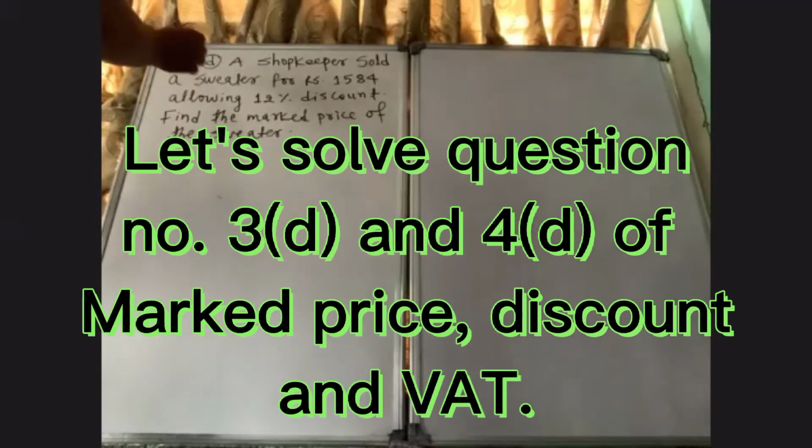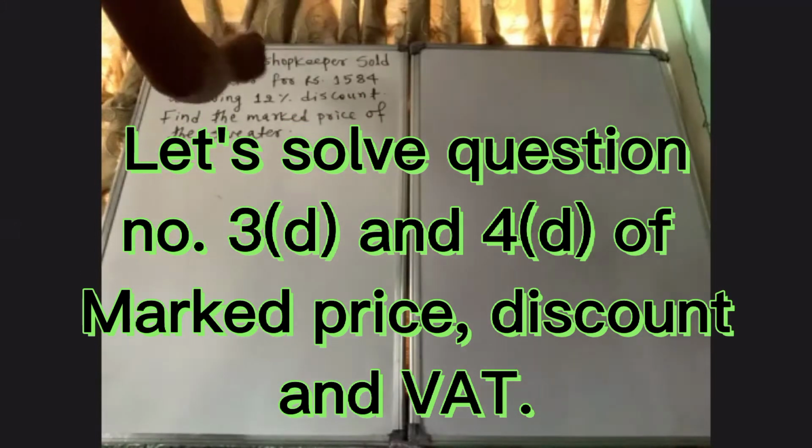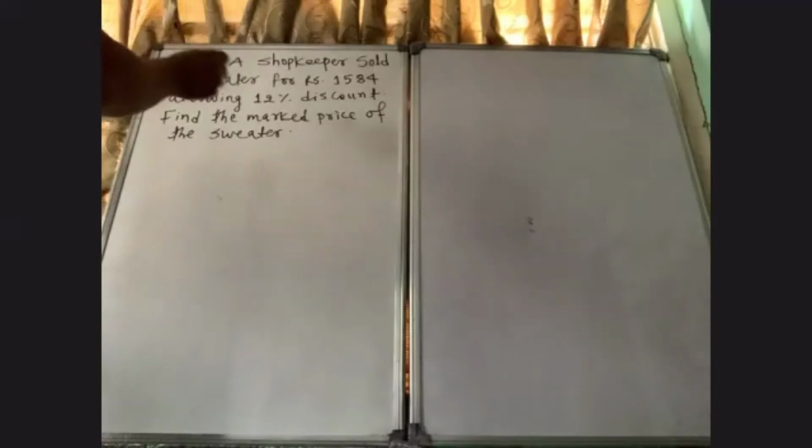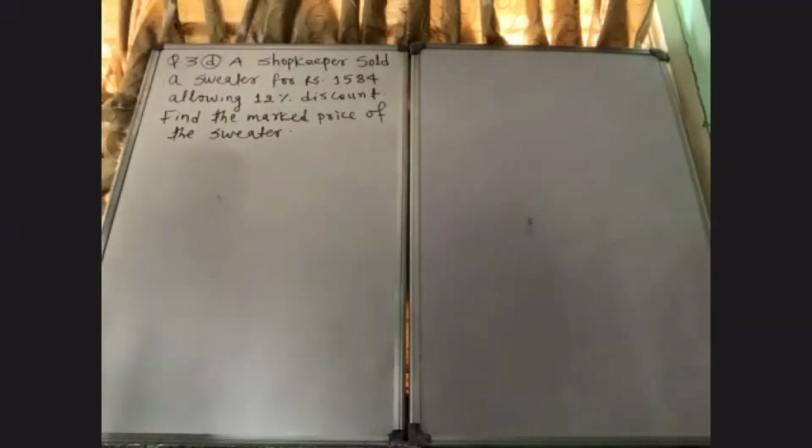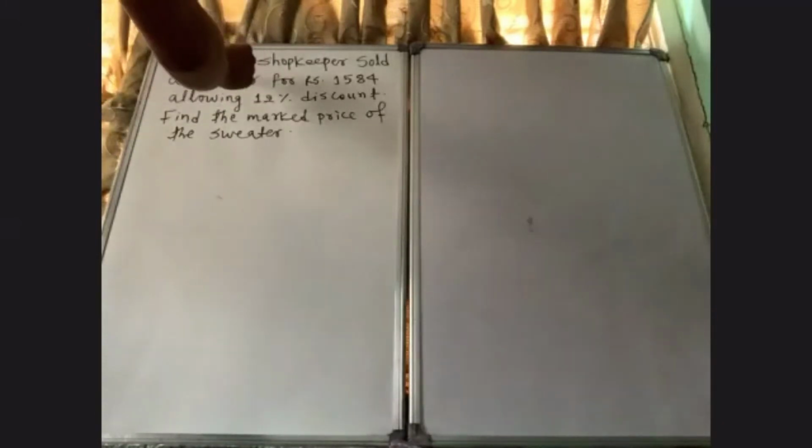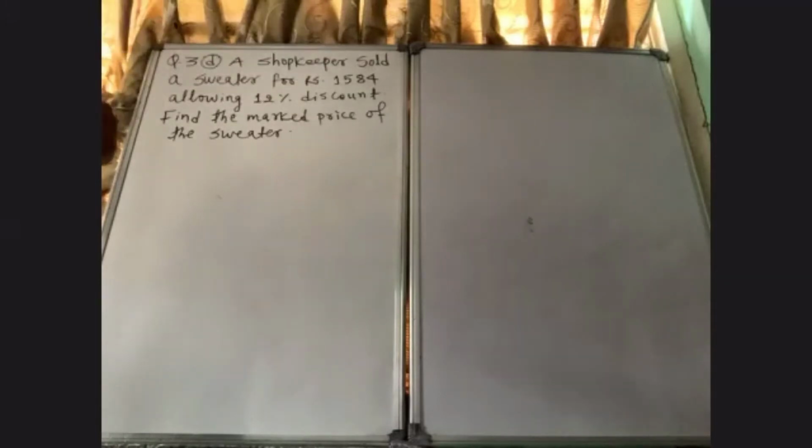Okay, so question number 3D. A shopkeeper sold a sweater for ₹1584, allowing 12% discount. This means this is the selling price. So ₹1584 is the selling price, and the discount percent is 12%. And we have to find the marked price of the sweater.